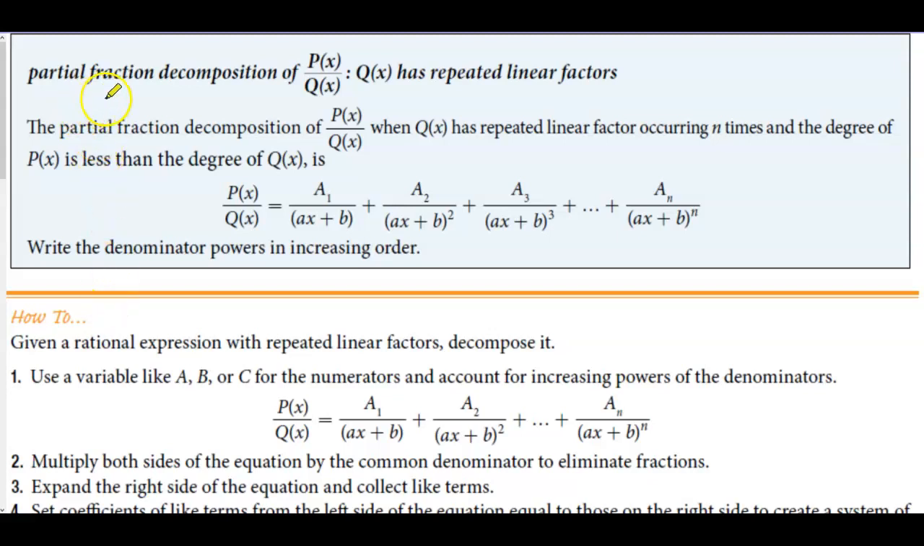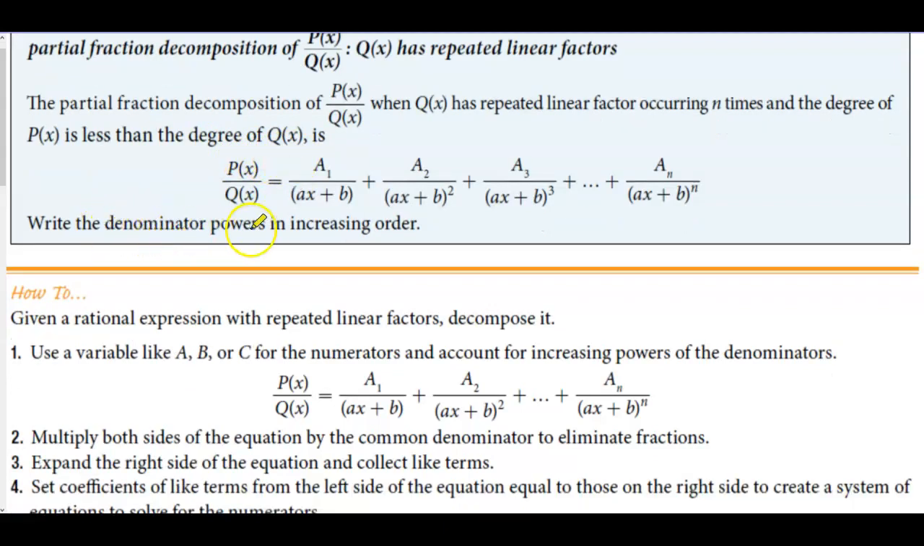Okay, this next example, we're dealing with partial decomposition of a rational function when the denominator has repeated linear factors. So the partial fraction decomposition of a rational function when the denominator has repeated linear factors occurring n times and the degree of p of x is less than the degree of the denominator. So we're writing the denominator powers in increasing order. So you can see here's the denominator, and then we increase it again because it's squared, and then again when it's cubed. And it all depends on what is the power of n.